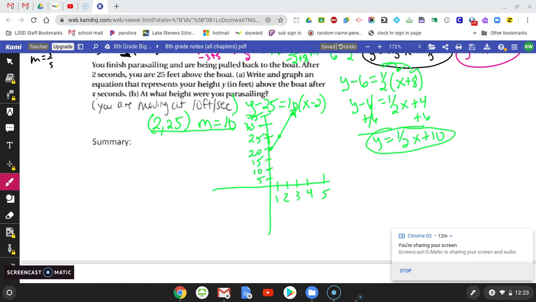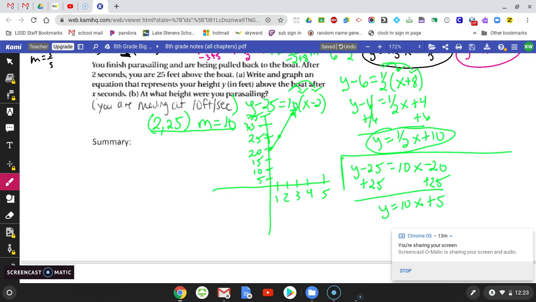If I want to change this into slope-intercept form, I can. So I'll start by using the distributive property. It's already in point slope form. So I would have y minus 25 is equal to 10x minus 20. If I add the 25 over, I get y is equal to 10x plus 5.